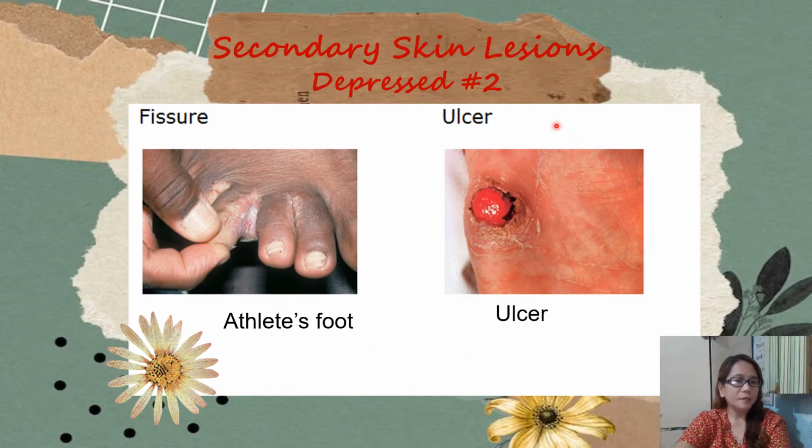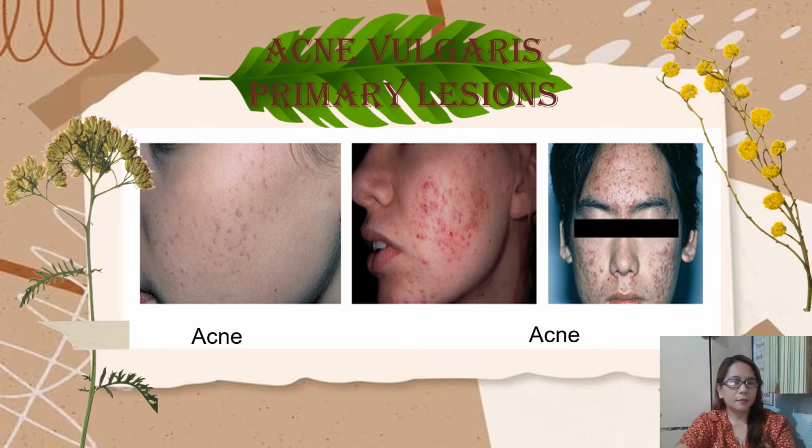Another one is ulcer. It is a deeper loss of epidermis and dermis that may bleed or may cause scarring. So this is an example. We will explore this topic or this condition in the next slides.